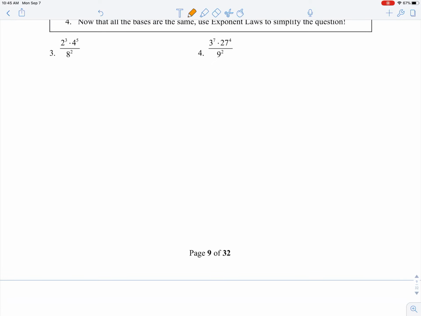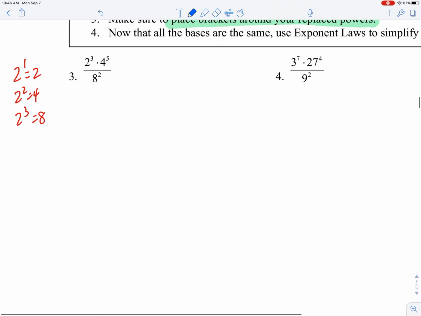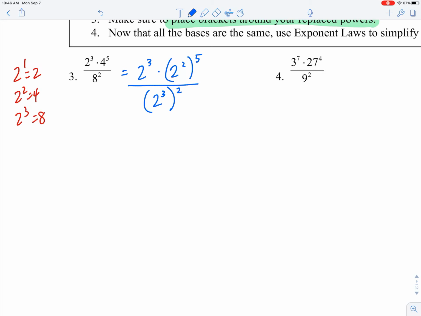So I'm going to write down the powers of 2 again. 2 to the 1 equals 2, 2 to the 2 equals 4, 2 to the 3 equals 8. And then I've got them all good. So 2 to the 3 stays the same, times 4 is 2 squared, put it in brackets, to the 5, over 8 is 2 to the 3, and that's in brackets to the 2.